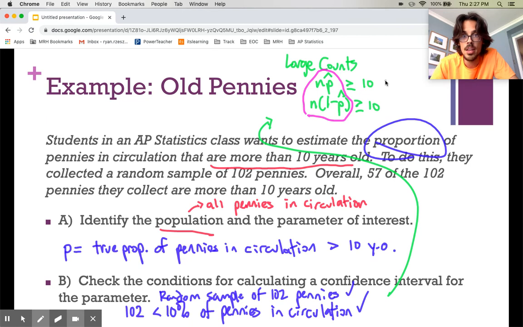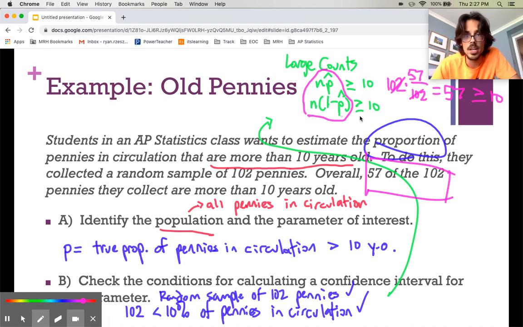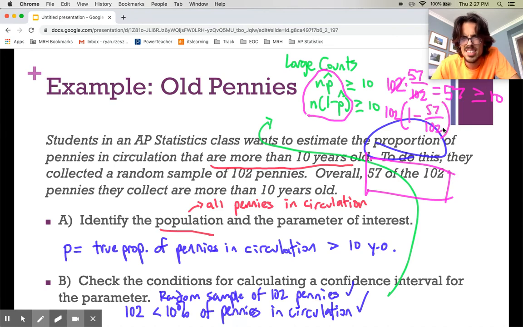Well, my n is 102, and my p hat, what is that? Well, it's what I got in the study, which was 57 out of 102. I could make that a decimal, but it's actually easier to leave as a fraction because your 102s are just going to cancel, and you get 57. That's totally greater than or equal to 10, so that's cool. But I also have to check it the other way. n times 1 minus p hat. So what is that? I think that's 45.